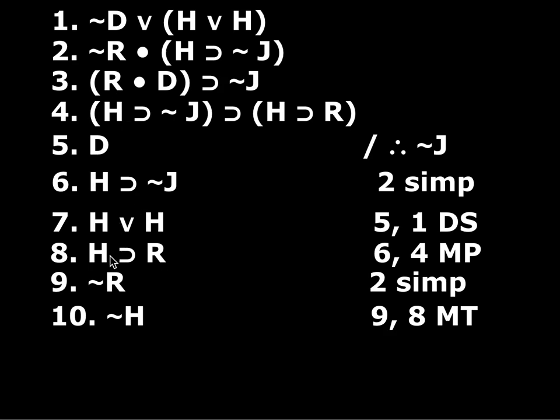Okay, but it turns out I can get H. Look at this for a second and see if you can figure out how we can get H. Hint, look at line 7.